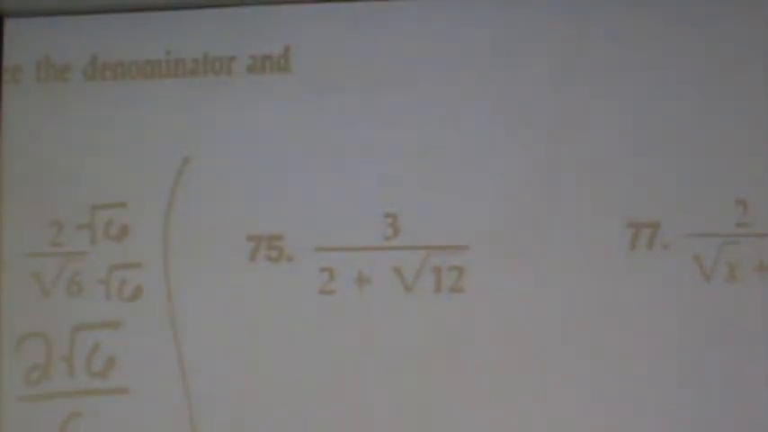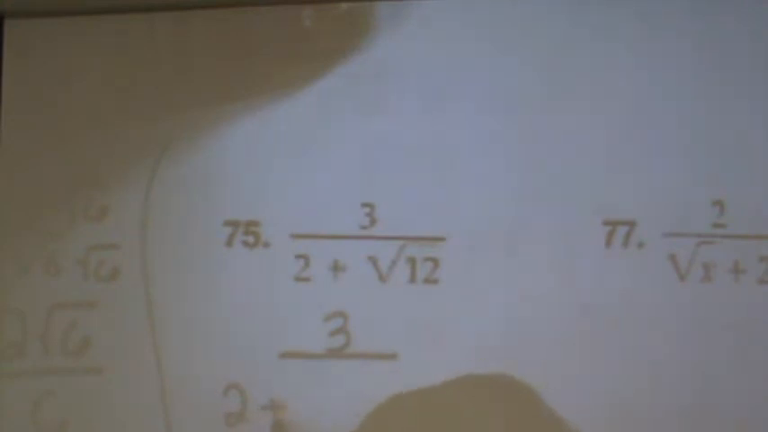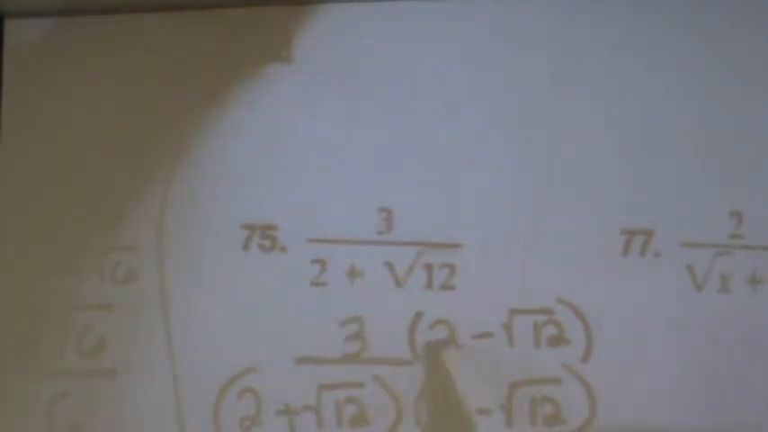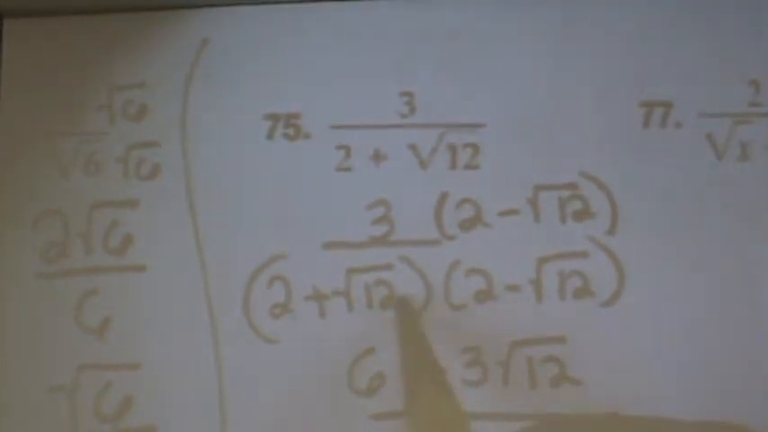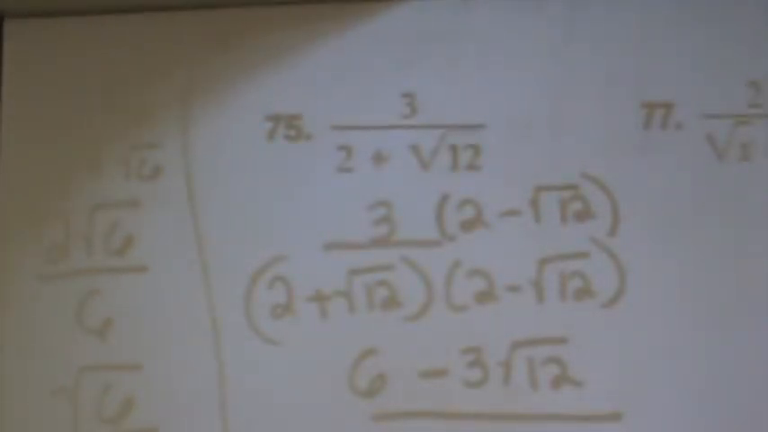For 75, you're going to want to, you could simplify this if you wanted to. You don't have to. You could do that at the end if you wanted to. The conjugate would be root 2 minus root 12. You can do your simplifying at the end. So 3 times 2 is 6 minus 3 root 12 over 2 times 2 is 4. And then the next 2 will cancel out, and root 12 times root 12 is going to be minus 12.